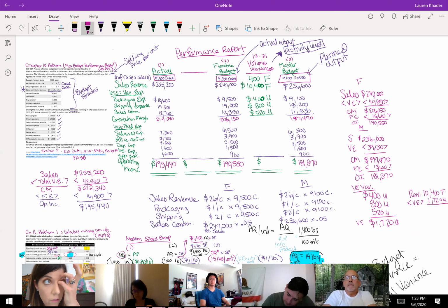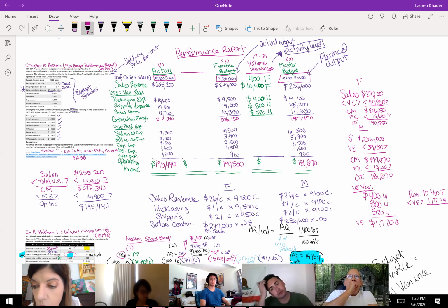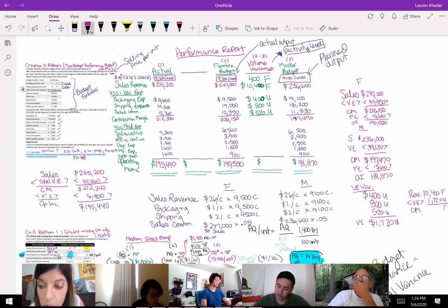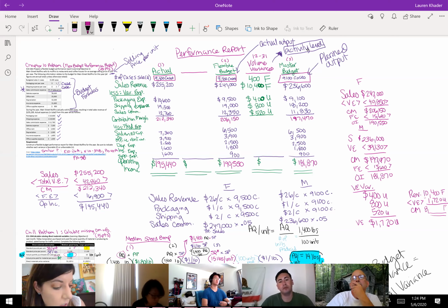Because we had a higher volume level than planned, our contribution margin is favorable or unfavorable? Did we have greater favorables or unfavorables? Favorables. And this is an expense, so we're subtracting, netting it. 10,400 favorable minus 1,720 unfavorable gives us a contribution margin variance of 8,680 favorable.